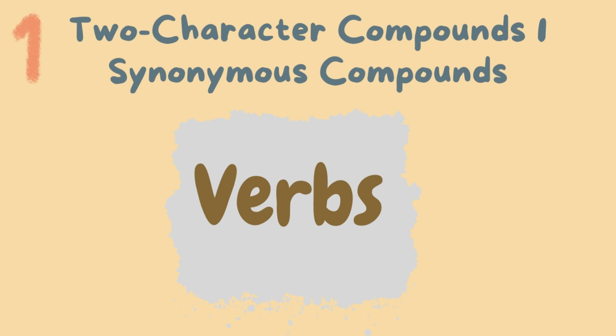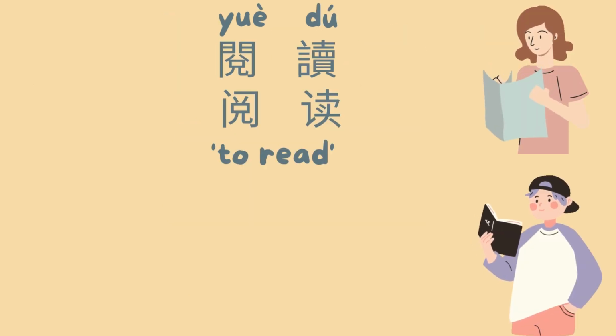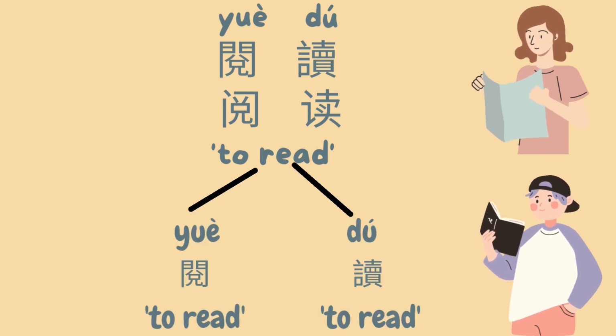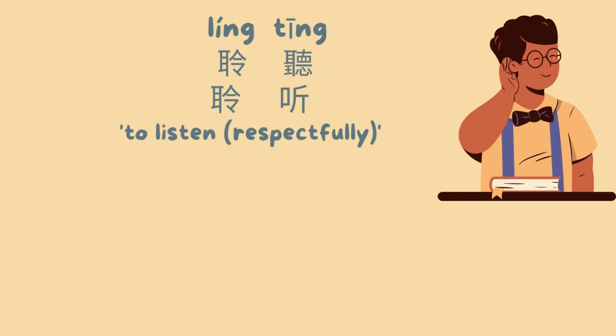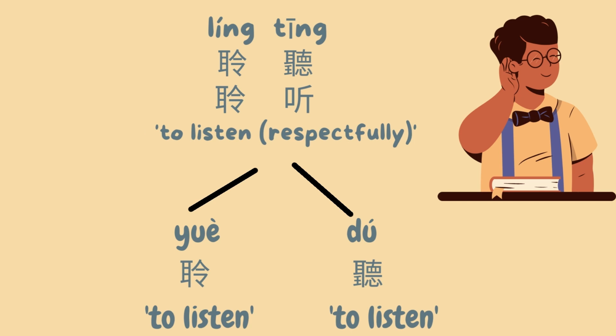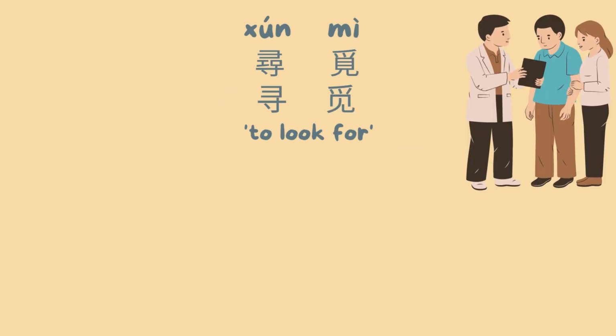In the next section, we're going to talk about verbs. The first example is 阅读, to read. Both the constituent characters 阅, to read, and 读, to read, are synonymous with one another and with the word they form. 阅读, to read. The next one is 聆听, to listen respectfully. Both the constituent characters 聆, to listen, and 听, to listen, are synonymous with one another and with the word they form. 聆听, to listen.